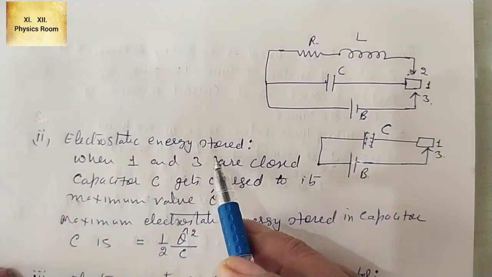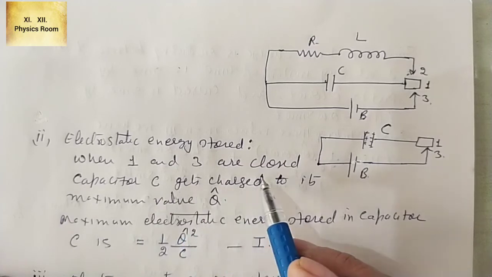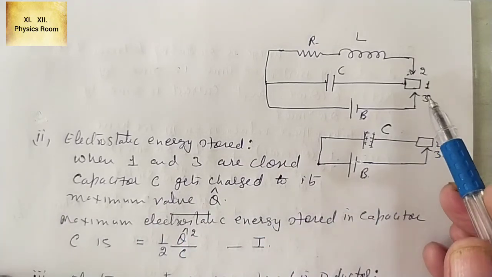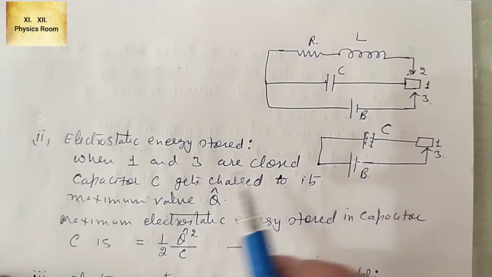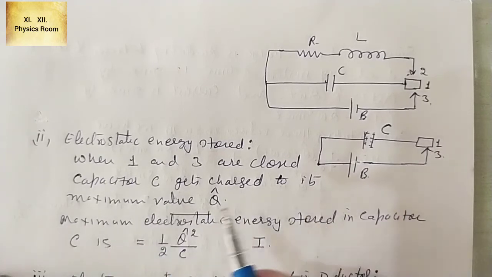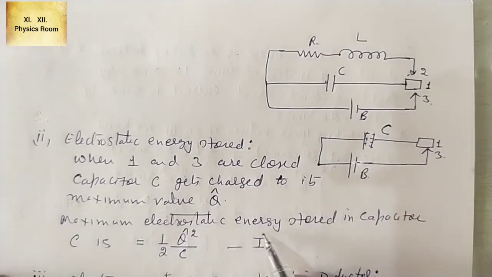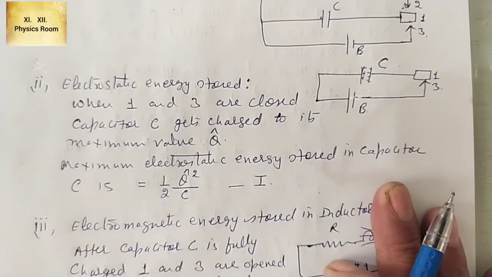Electrostatic energy stored. When 1 and 3 are closed, the circuit becomes like this. Capacitor C gets charged to its maximum value, Q max. Maximum electrostatic energy stored in capacitor C is equal to half Q max square by C. Let us mark it as equation number 1.